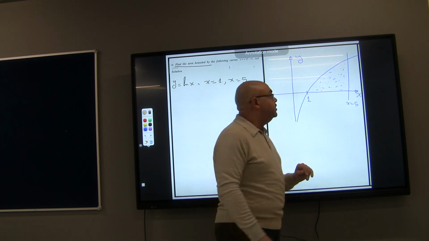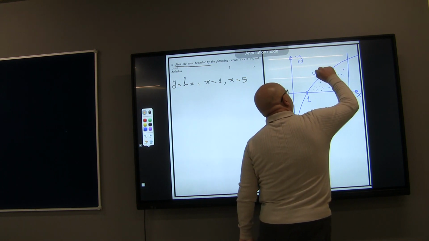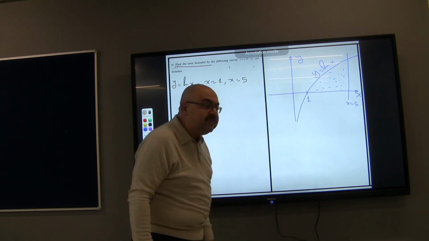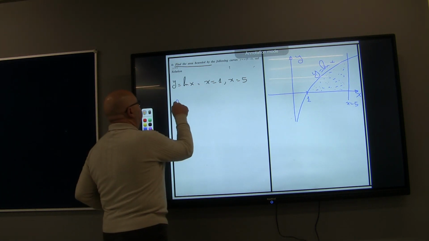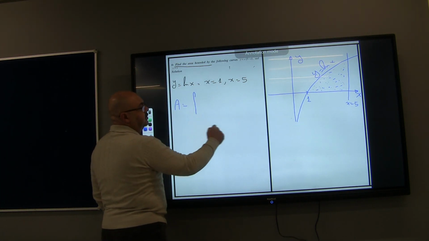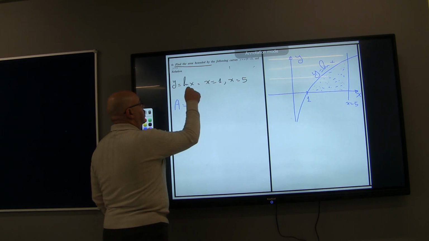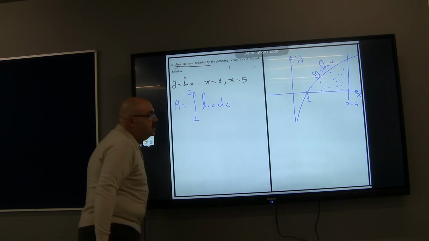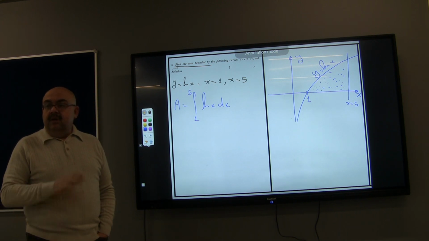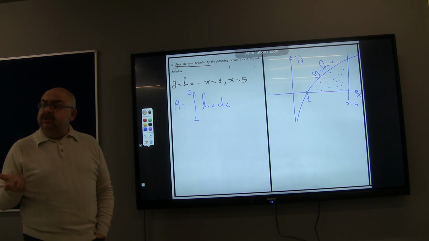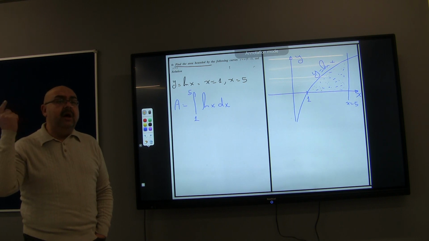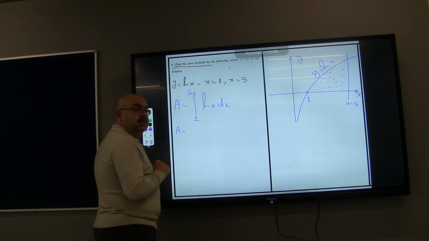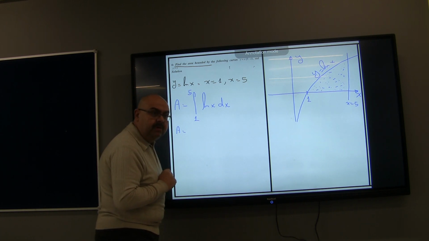It's a lot easier to get the function y equals ln x directly from 1 to 5. So the area equals the integral from x equals 1 to 5 of the function ln x dx. You're done, easy. Can anyone tell me how to integrate ln x? Do you remember?